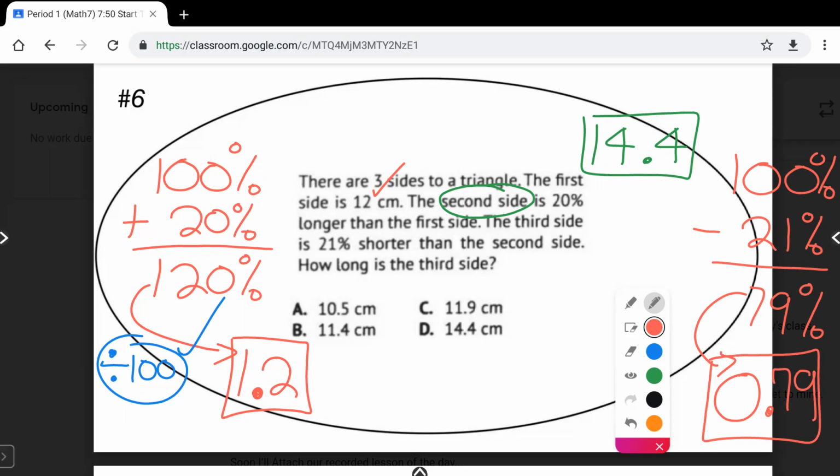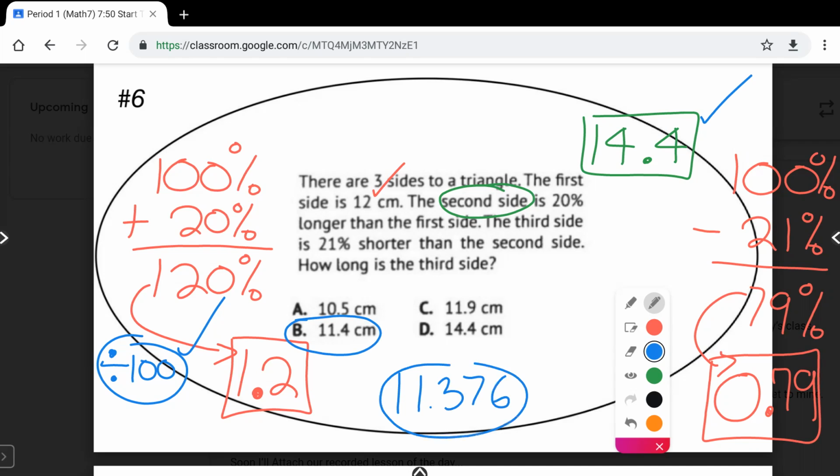Now that becomes my multiplier. What do I do? Well, now I take my last value, my second side, 14.4, multiplied by 0.79. And as a result, when I look at my choices, the answer that is best represented is going to be 11.4. Remember, this is what my calculator gave me. When you're choosing multiple choice, you want to pick the answer that best resembles the answer you got on your calculator.